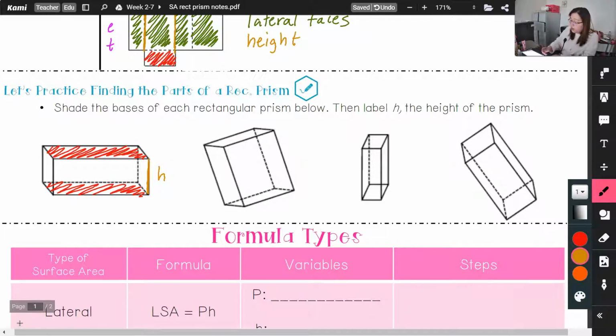The height is not part of the base. You see how you have this rectangle here? It's all one part. The height is separate. It's part of a different rectangle.